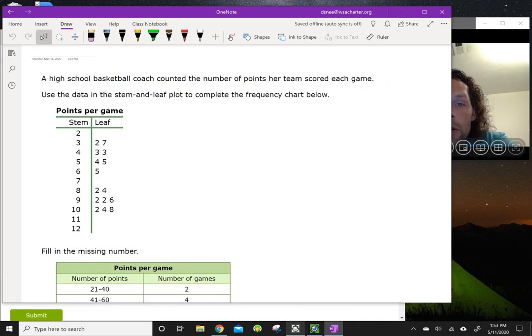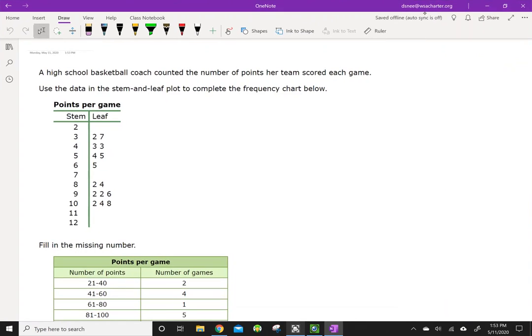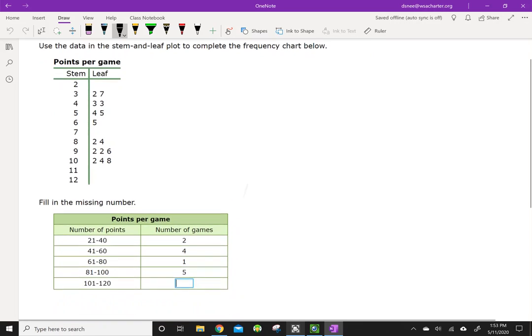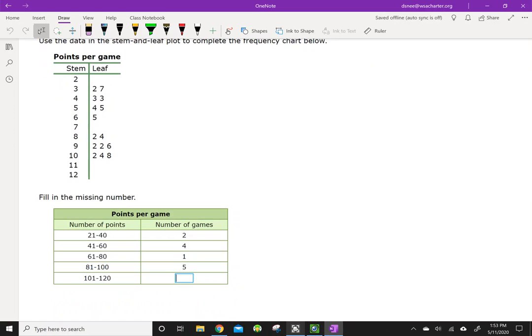A high school basketball coach counted the number of points her team scored each game. Use the data in the stem and leaf plot to complete the frequency chart below. So what we need to remember is that the stem gives us the first number in the value, and the leaf gives us the second number in the value. So let's see here. Nobody scored in the 20s points per game because there's a 2 for a stem, but there's nothing in the leaf. There are no 0s, 1s, 2s, 3s, 4s, or 5s.